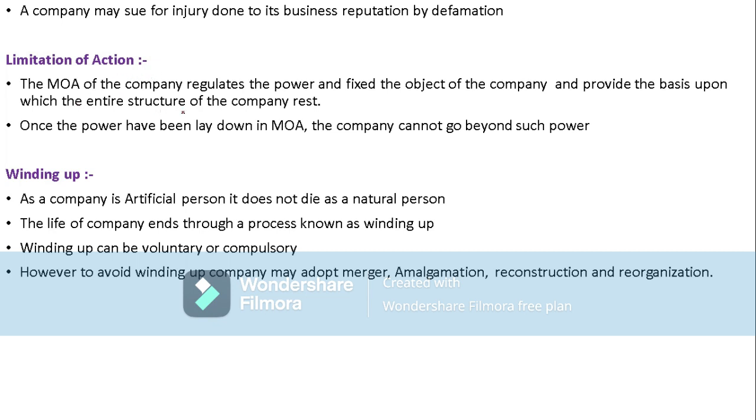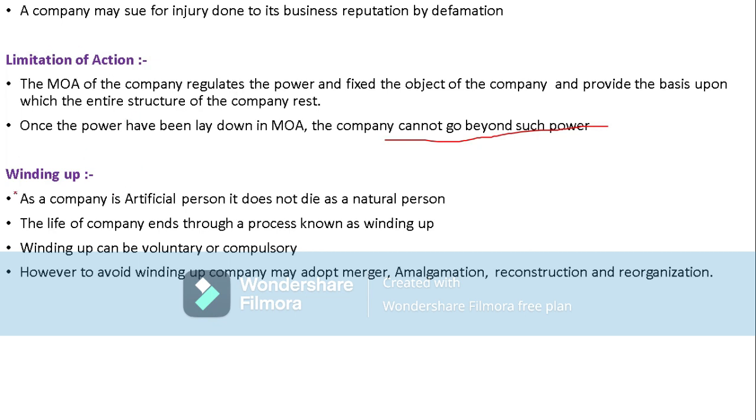To some extent, articles of association may be changed because it deals with the internal management of the company. But memorandum of association is not like that because it deals with outside of the company also. Therefore, it cannot change any aspects after producing MOA to the registrar of companies. So this is a limitation on the organization. Limitation of action means it cannot change, it cannot modify after producing MOA. Likewise the prospectus also. Once the powers have been laid down in MOA, the company cannot go beyond such powers. So that is the limitation.